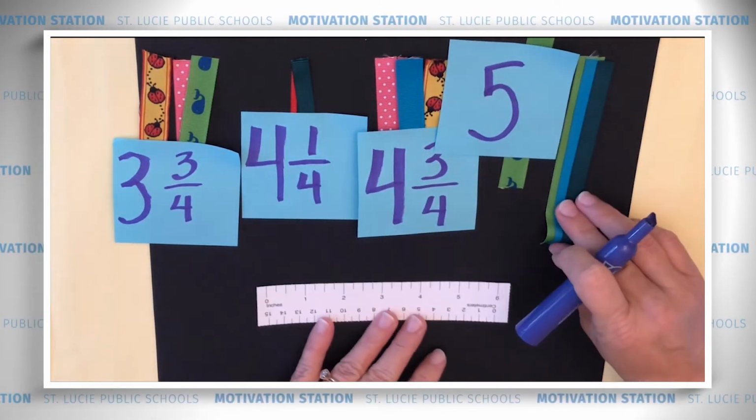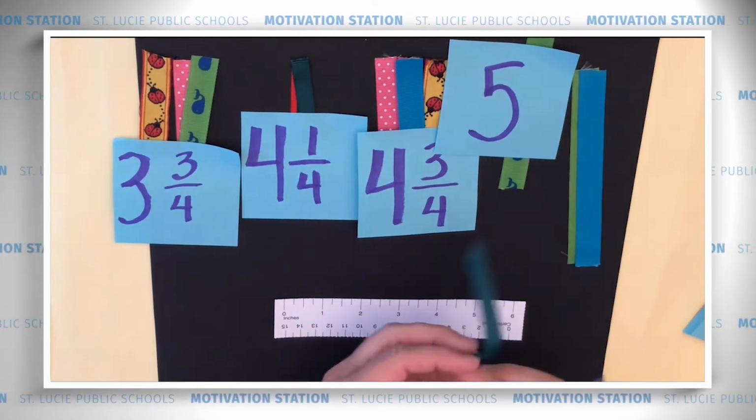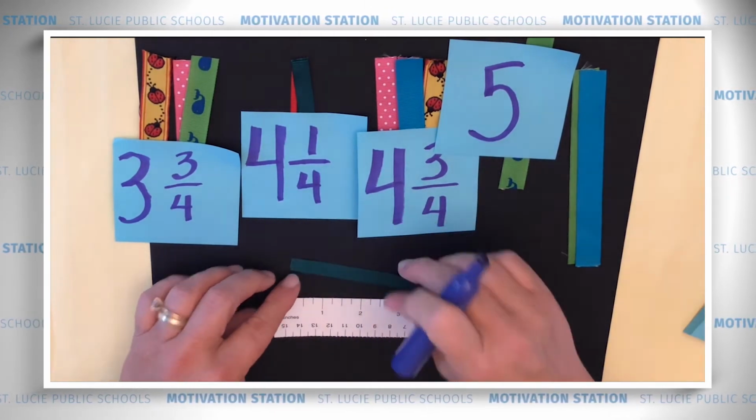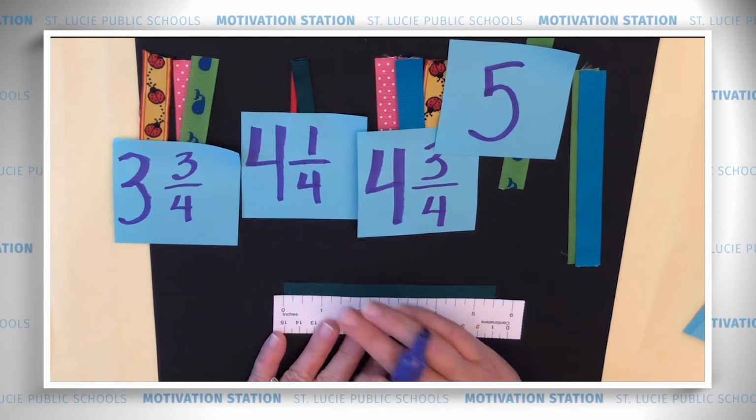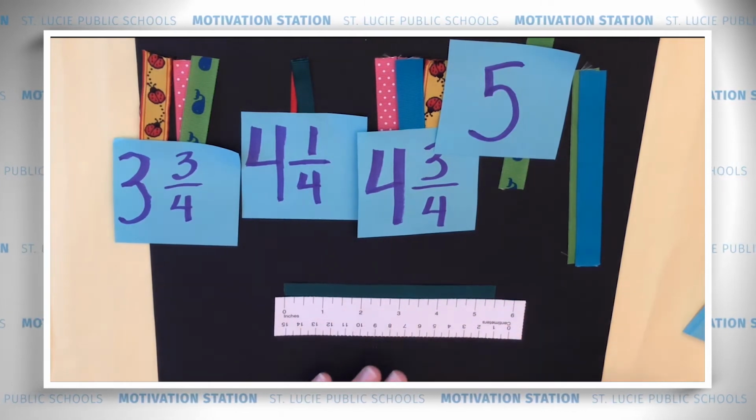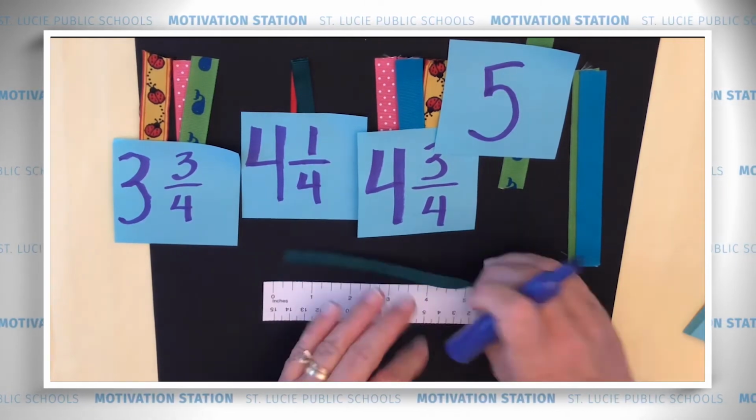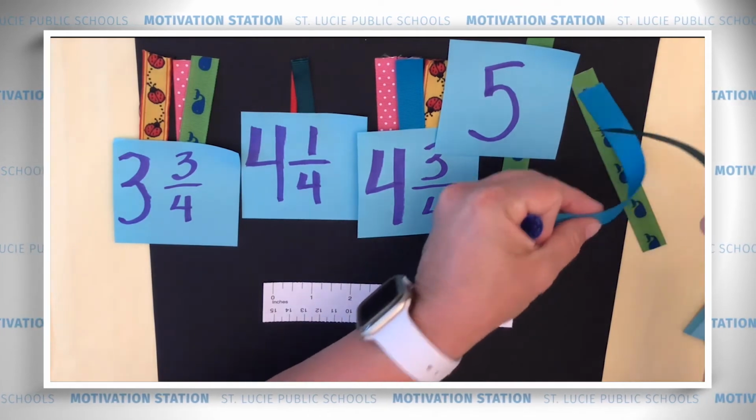Put that right there. And I'm going to measure the last group. So the last group, I'll start at 0. And this one stretches past the 5. You know what? I'm going to measure this one so we can see it better.